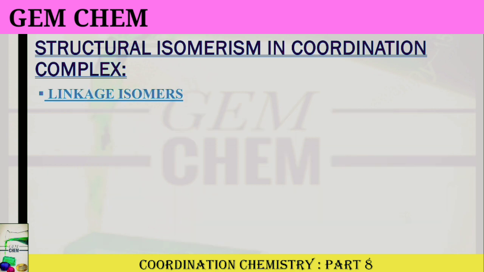Now we shift to our next type of isomer, which is linkage isomer. From the word link only you can understand that there will be a variety of linkage between the two atoms. This is mainly concerned with our ambidentate ligand. Linkage isomers can exist when one or more ambidentate ligands are bonded to a metal ion.